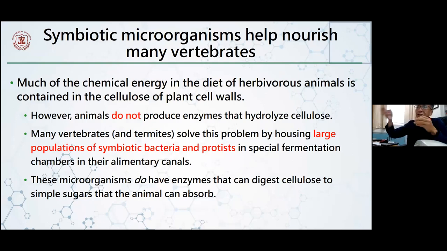So some herbivores house a large population of symbiotic bacteria or protists in the alimentary canal. These microorganisms produce the enzyme to digest the cellulose into small, simple sugars, which the animal can absorb.